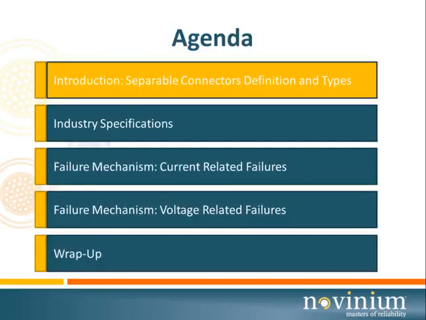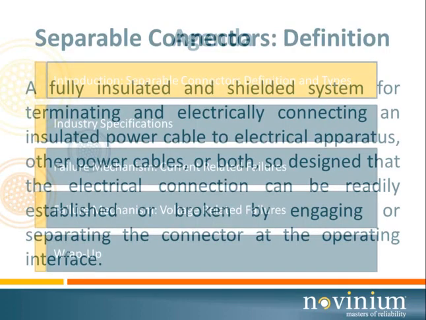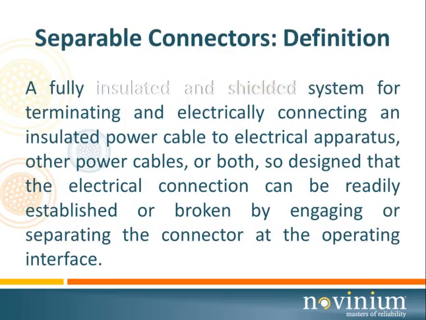So let's start with the definition of a separable connector. This is the definition as you see it in IEEE 386 today. There's only 2 areas that I want to key in on here, and those are the 2 areas that differentiate a separable connector from other connectors like a live front termination. And the first section is the fact that a separable connector is fully insulated and fully shielded. Obviously a termination is not shielded.